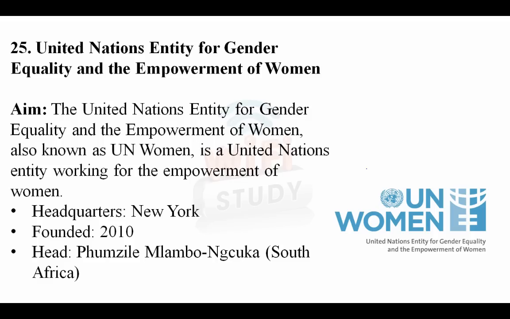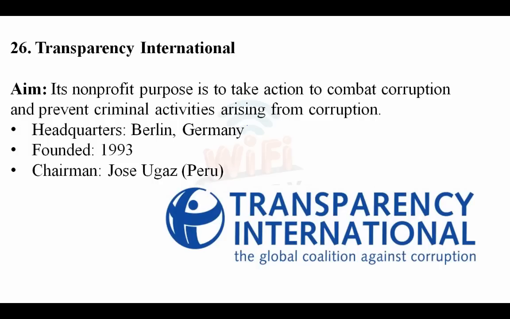Now let's see another one, that is the United Nations Entity for Gender Equality and the Empowerment of Women. The aim of this organization is to provide empowerment to women. It is also known as UN Women, a United Nations entity working for the empowerment of women. Its headquarters is in New York, and this organization was formed in 2010. And the head of this organization is Phumzile Mlambo-Ngcuka. Okay, so you need to remember its headquarters. That's it.